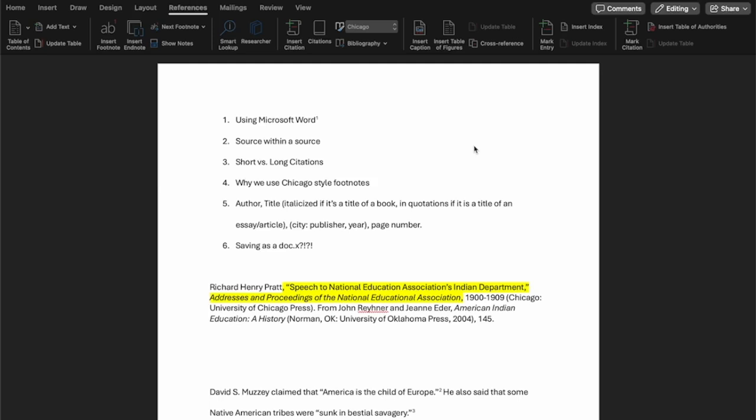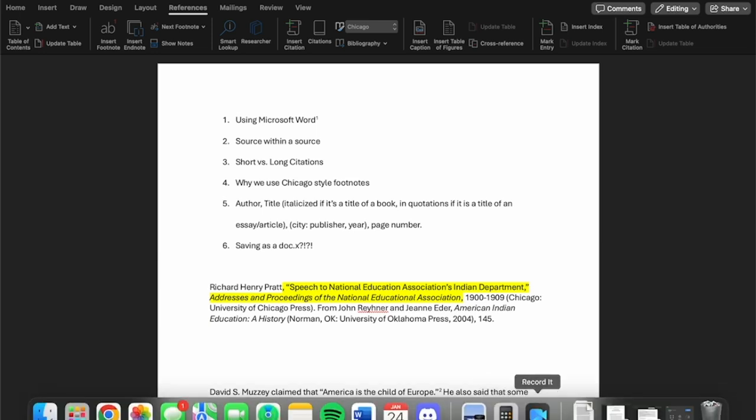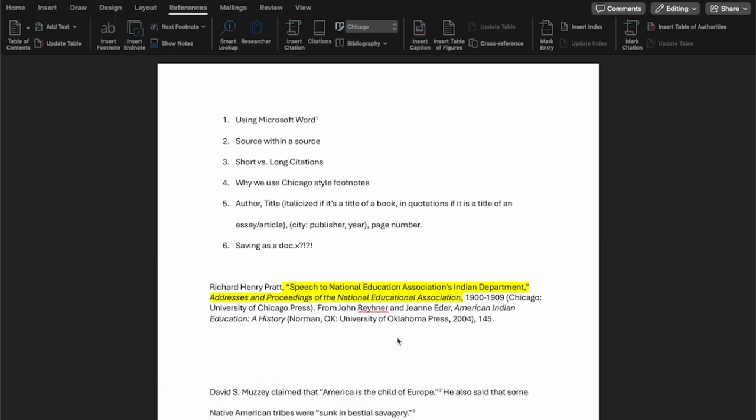A quick little overview on using footnotes, Chicago style citations in Microsoft Word. And I really want to emphasize Microsoft Word because people always come up and ask, what if I have Google Docs or what if I use any other platform? I'm just going to tell you, just get Microsoft Word. As you can see, I have it downloaded on my computer. I would really recommend doing that.